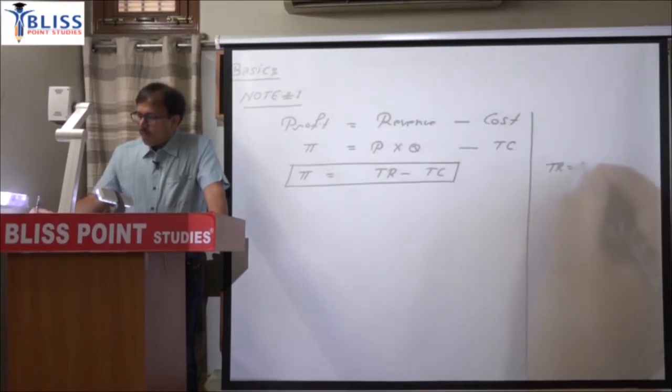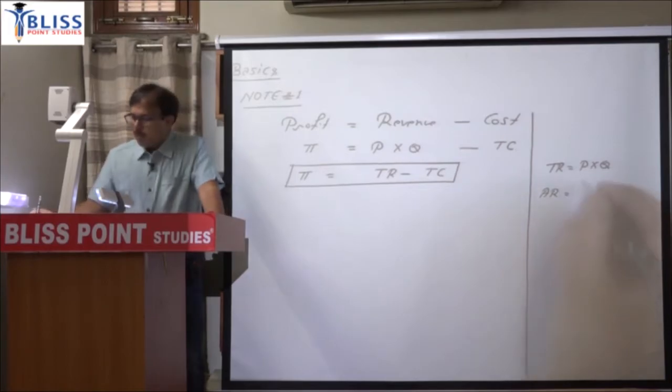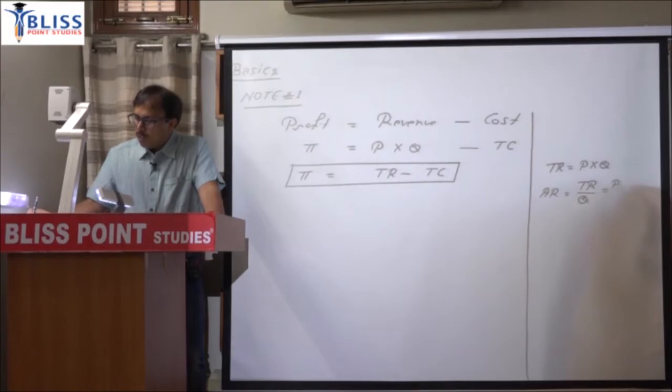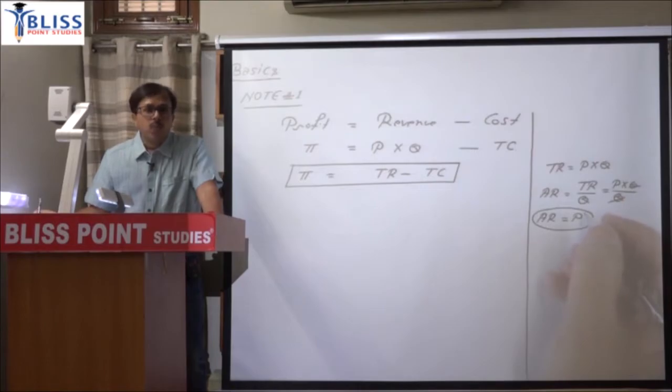When I say total revenue, it is price multiplied by quantity. When I say average, so average is always what? Per unit. So per unit means divide total with quantity. But if you divide that total with quantity, what will you get? Total is P into Q divided by Q. So Q will cancel out, which means average is always equal to price. So just remember that. Average revenue is always equal to price.